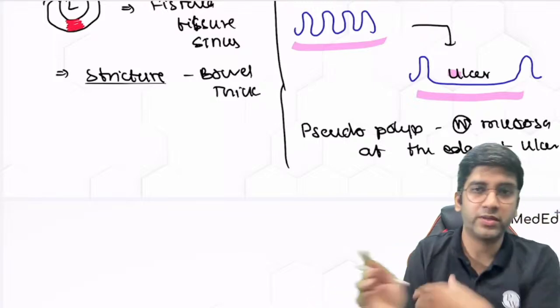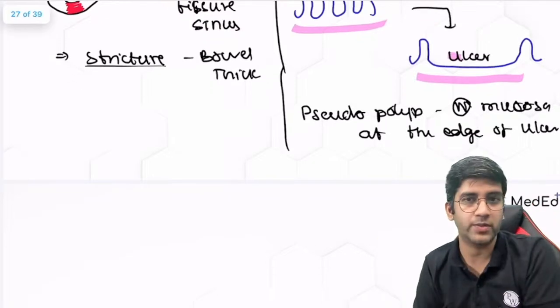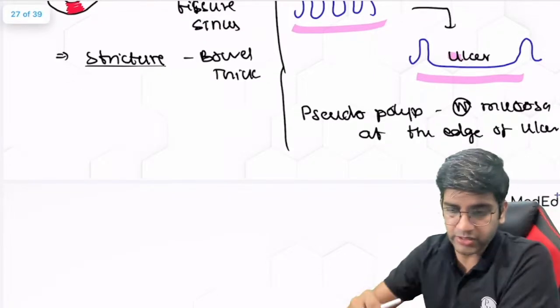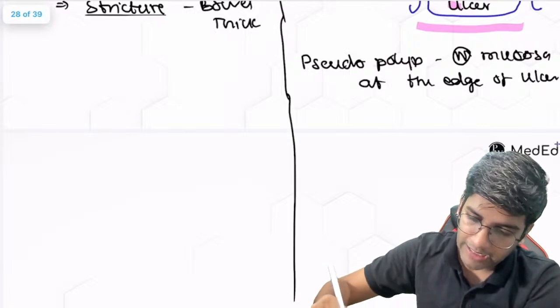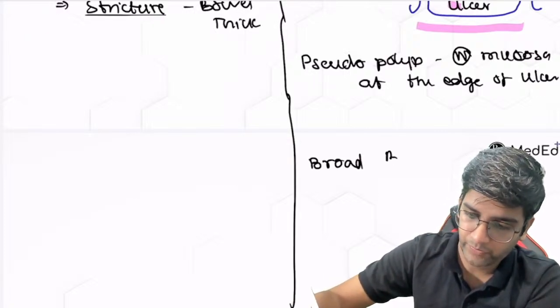Okay, that's pseudopolyps. Normal mucosa at the edge of the ulcer. That's a classical pseudopolyp, right? We know that as well. If you look at this image itself, I can go to the next point. Ulcerative colitis has more broad-based ulcers.